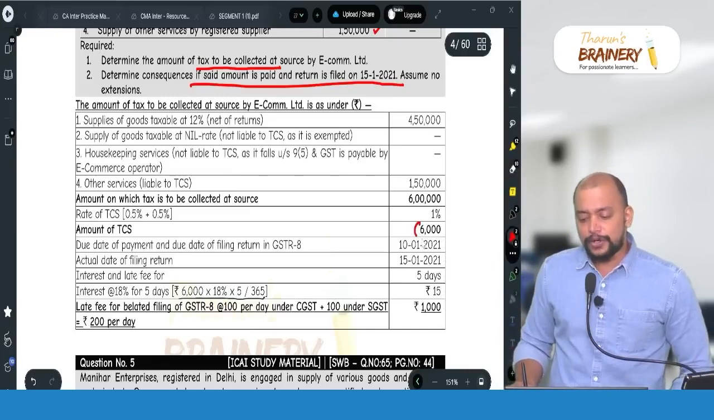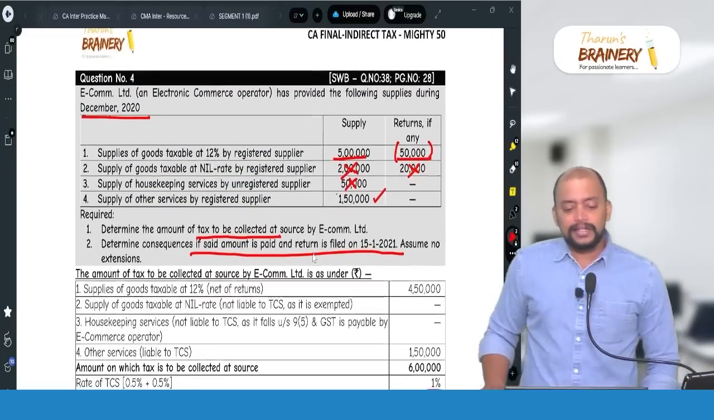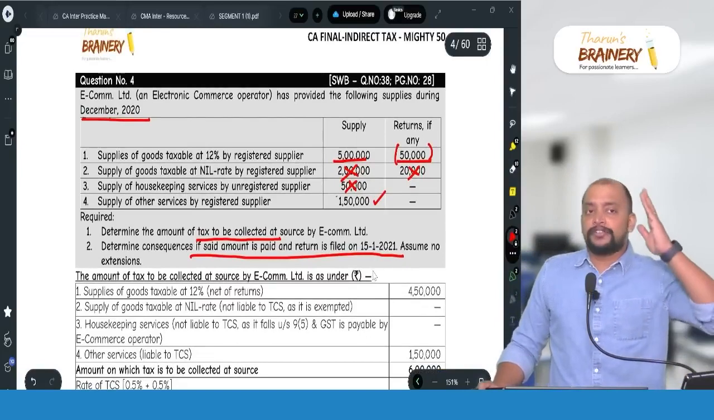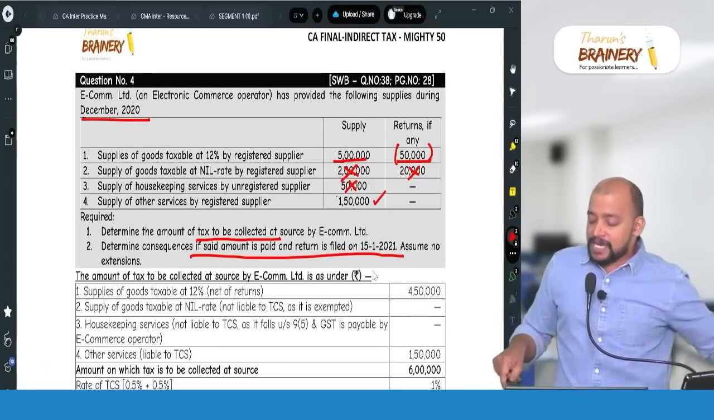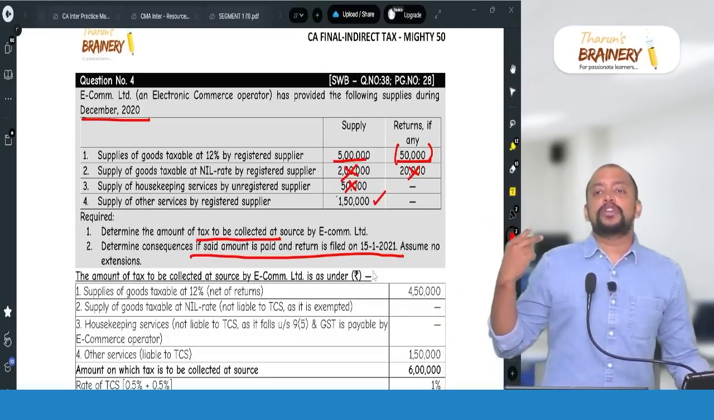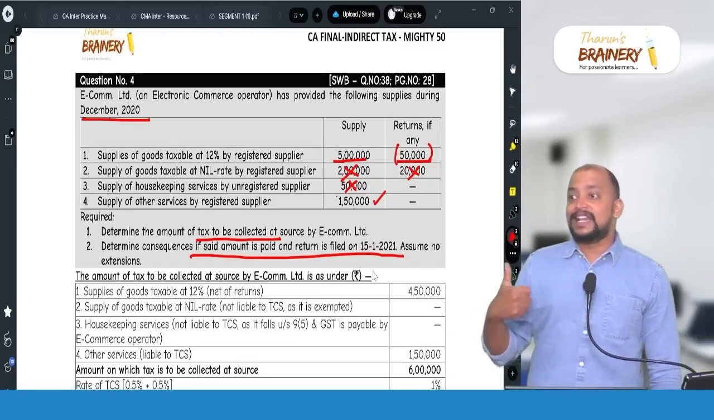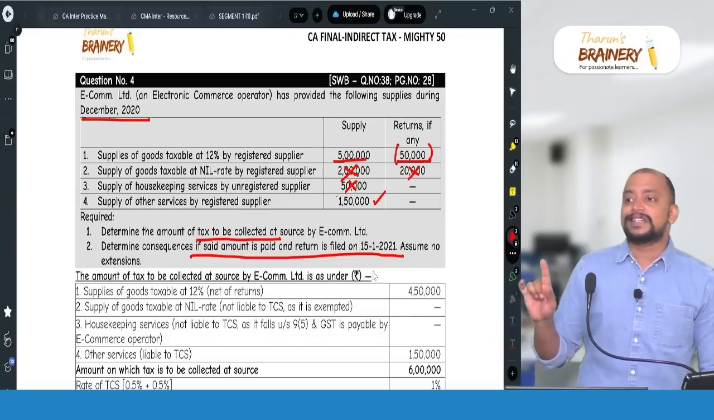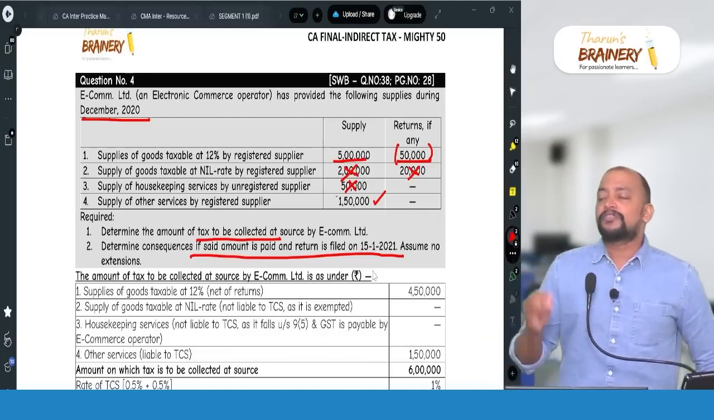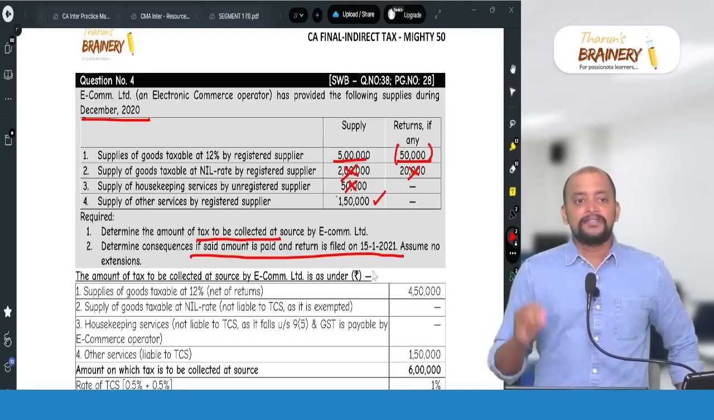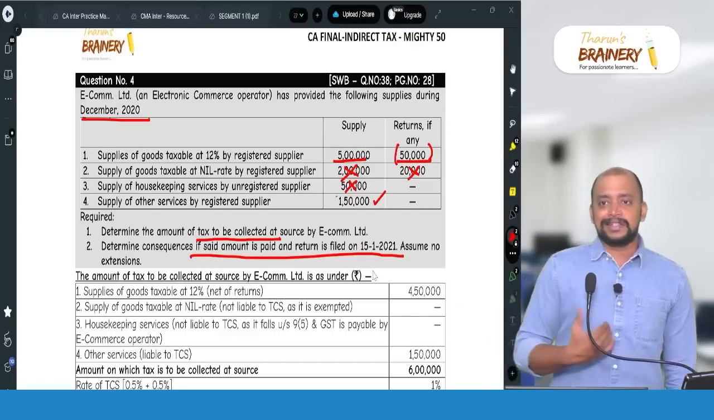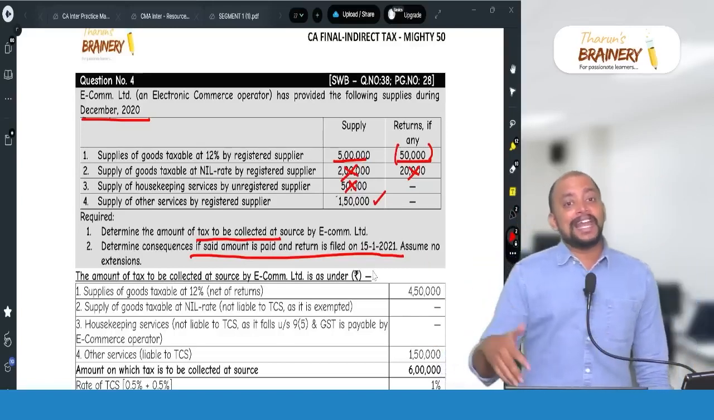Now, this 6,000 rupees should be paid by 10th January 2021. But it is paid on 15th January 2021, because of which there is a late fee. The late fee in case of TCS: for GSTR 7 only, it is 25 rupees per day, subject to a maximum of 1000 rupees late fee for the TDS return. But for the TCS return GSTR 8, it is 100 rupees per day, subject to a maximum of 5000 under each Act. Therefore, the late fee payable under the CGST Act is 500, under the SGST Act is 500, and the total late fee will be 1000 rupees.